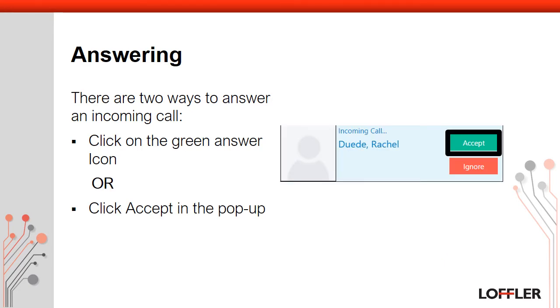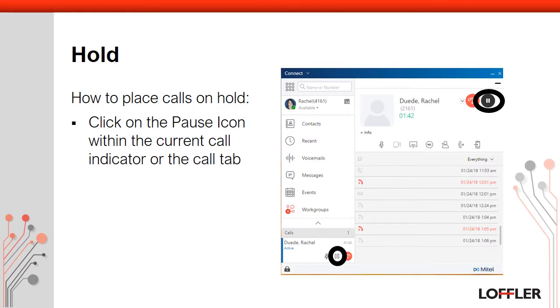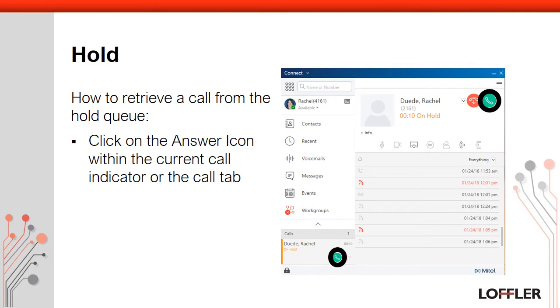Placing or retrieving a call from the hold queue within the Connect client is very simple. To put a call on hold, click on the pause button within the current call indicator. A new tile will pop up letting you know that you have a call on hold. Taking a call out of the hold queue is just like answering a call. Simply click one of the two green answer icons to retrieve the call.